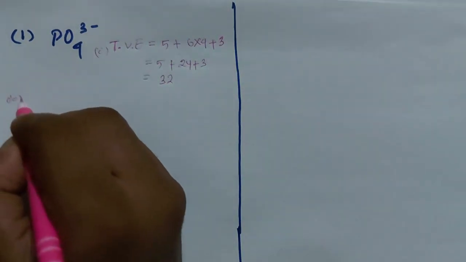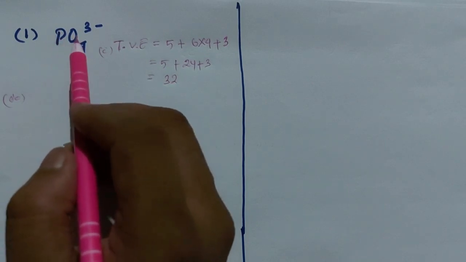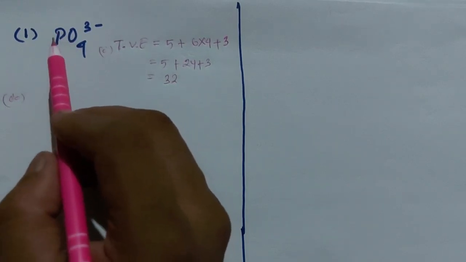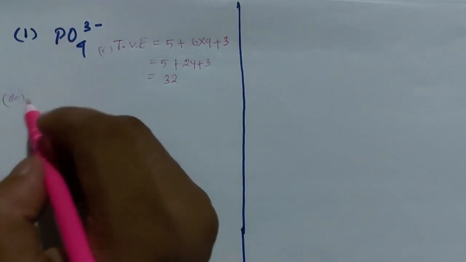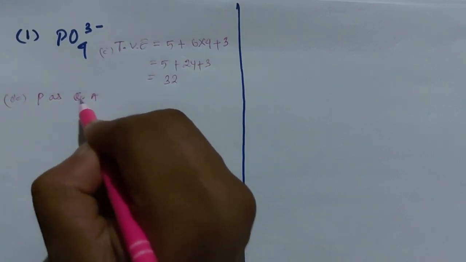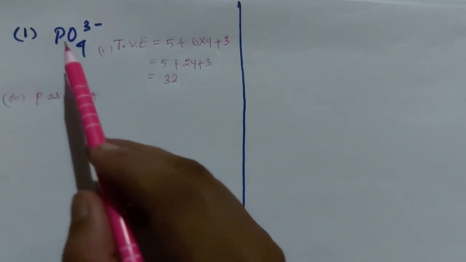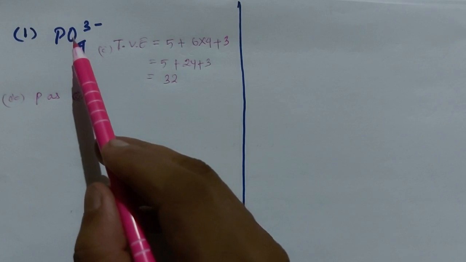Next, second step is to choose the central atom. Here, phosphorus and oxygen: phosphorus is less electronegative and larger in size than oxygen. So we will choose phosphorus as the central atom. Okay, P as the central atom.